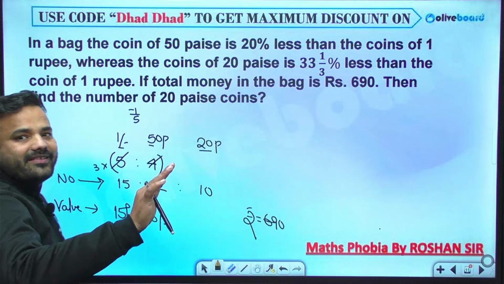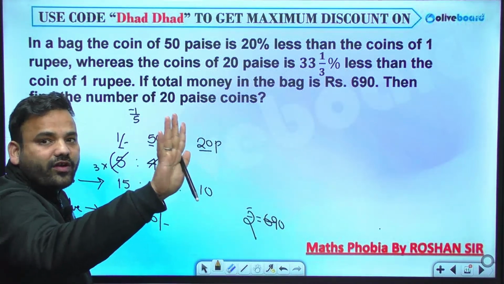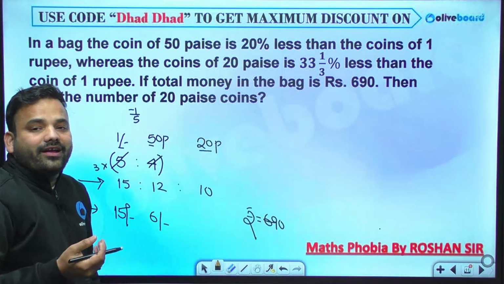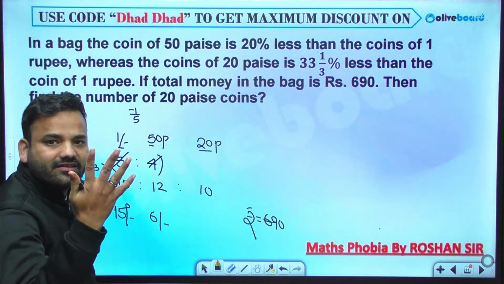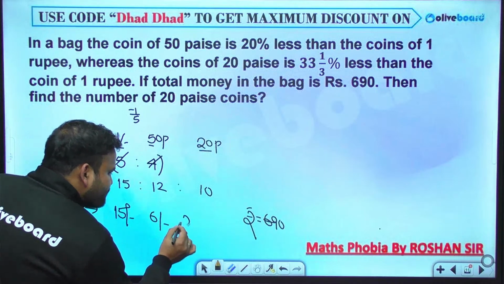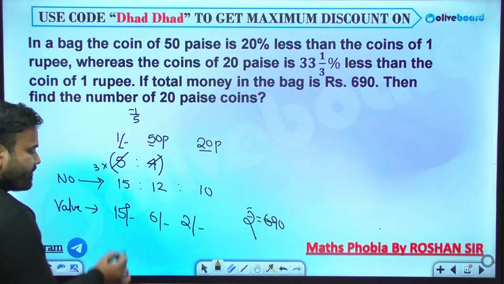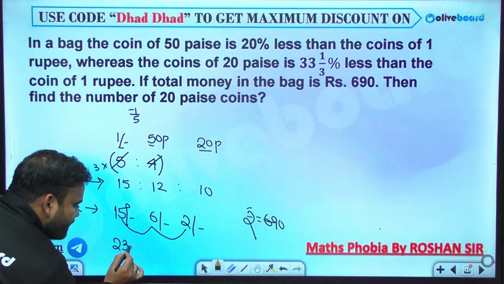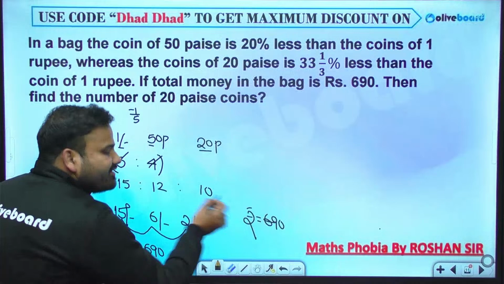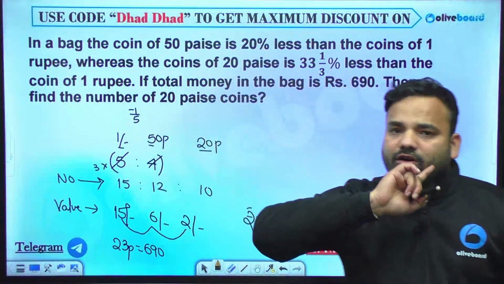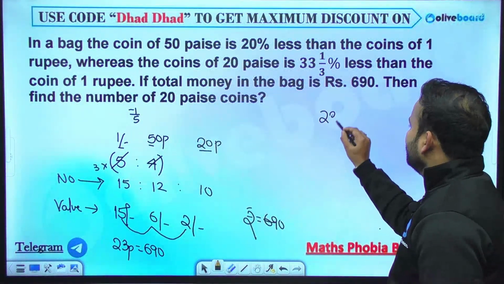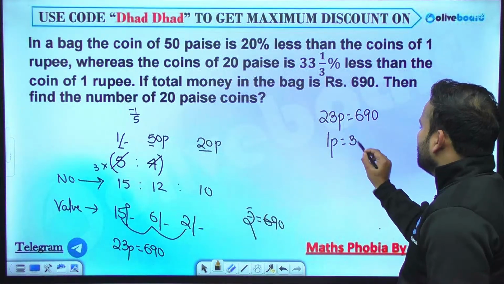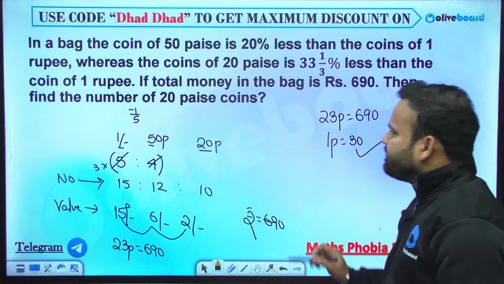For every 5 coins of 20 paise, there is 1 rupee. So if you have 10 coins, it's not like you became very rich. For every 5 coins you have 1 rupee, so divided by 5, that is 2 rupees. So 15 plus 6 is 21, plus 2 is 23. The entire bag is carrying 23 units, which according to the question is 690. If this is not a multiple, you are doing it wrong. So 23 is representing 690, so 1 unit will be 30. And if 1 unit is 30, find the coins of 20 paise.